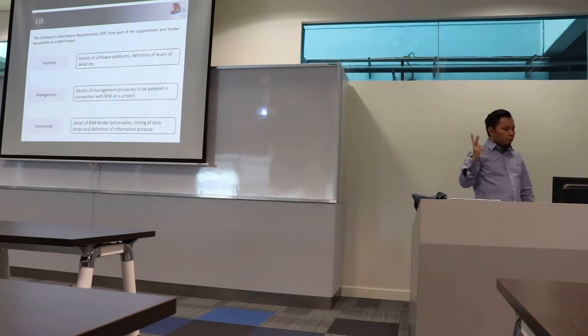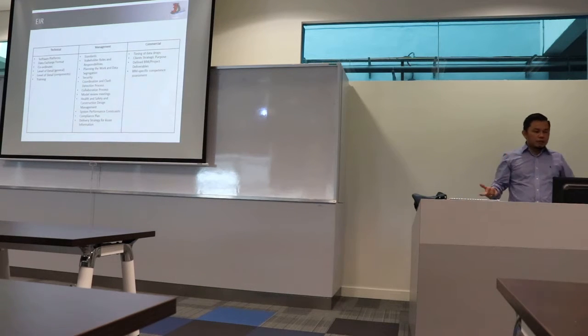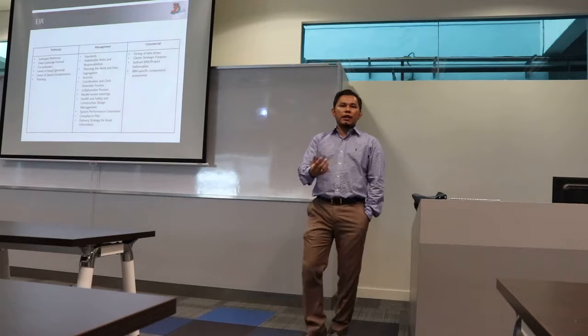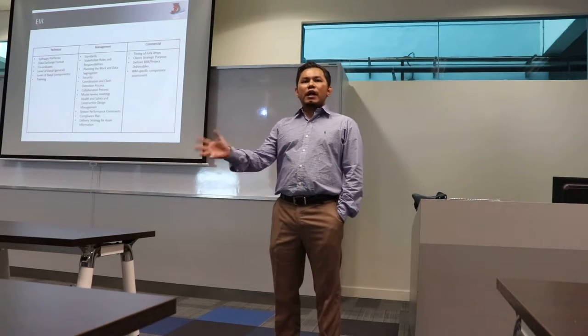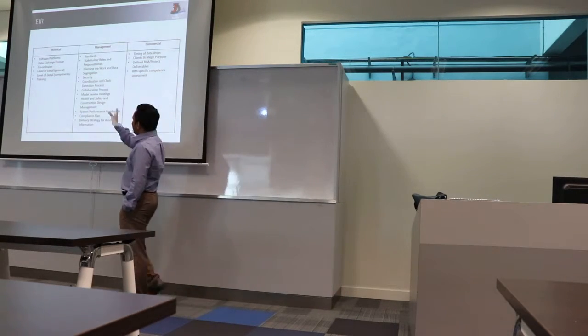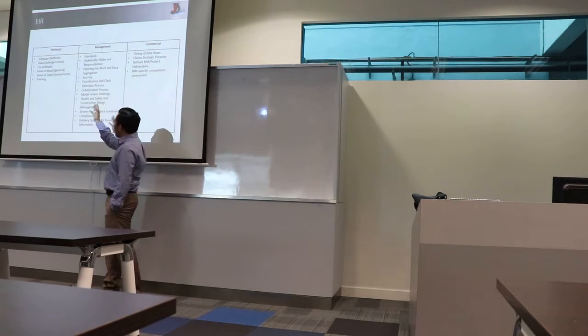It will have three components: technical, management, and commercial. Technical is talking about what software platform you're going to use. I have done this before where we actually had problems. Everybody said, oh, for this project everybody is going to use Revit, but everybody came with a different version of Revit. So nobody got anything done. That's the problem. That's why the EIR needs to make whoever is coming into that project look into that.